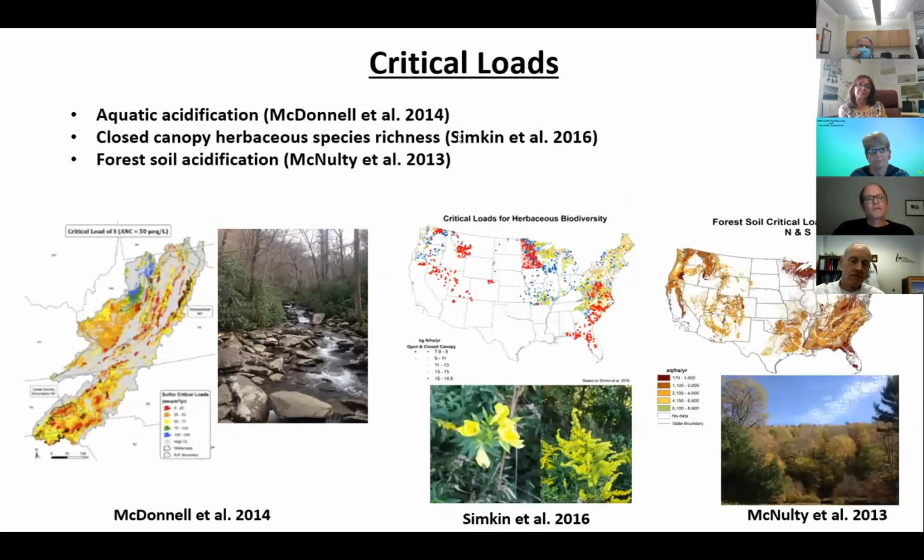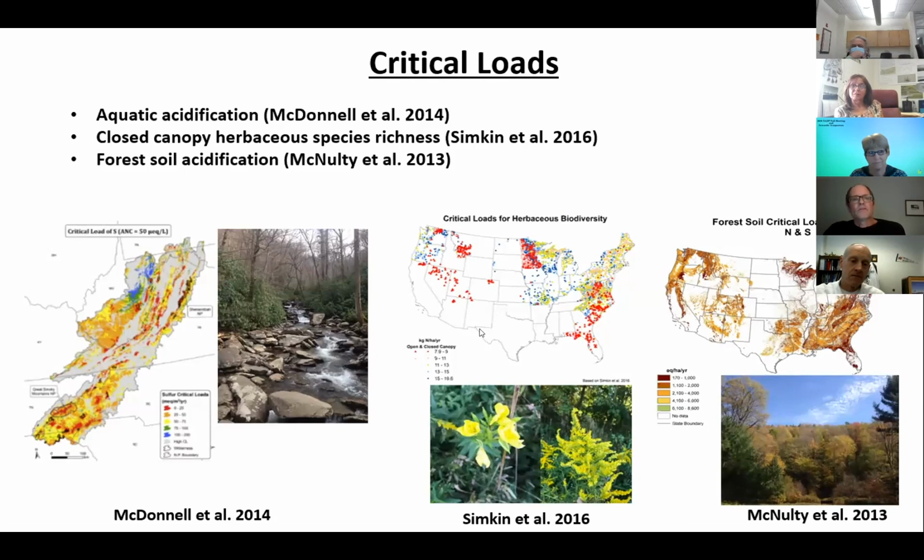All right, the critical loads we selected were three. We looked at aquatic acidification. I chose to use the McDonald et al. 2014 values. There are other values that could have been used for the park. I ended up using the McDonald values mainly because I'm very comfortable with them and understand them in more detail. They also provide complete coverage of the park area, so I have a critical load for each reach within the study area.